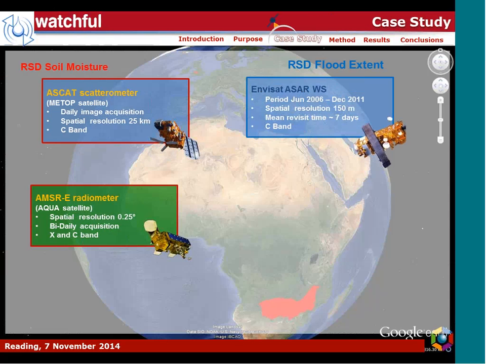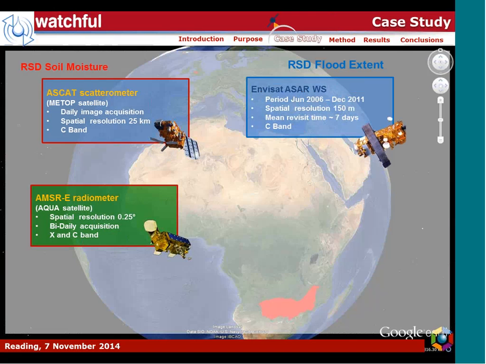So in this study we used 3 data sets. For the soil moisture part we used the ASCAT scatterometer, and in this case the product that is generated routinely by TU Vienna. And we also used the AMSR-E radiometer data, that is the data set from the University of Amsterdam. For the flood extent, in this case we used the Envisat ASAR wide swath product.